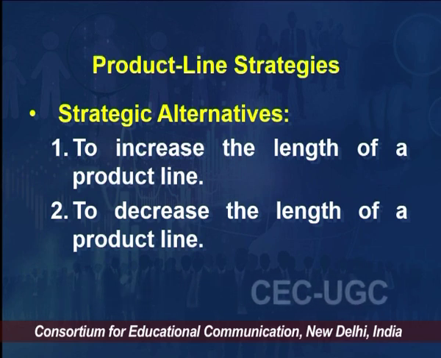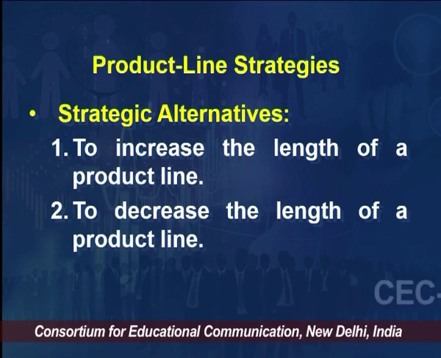So, these are two strategic alternatives available in front of us as a marketer: either you increase the length of a particular product line, or you decrease the length of a product line according to the requirement. Whatever your requirement, accordingly you have these two alternatives available. Now, if we have decided that we have to go for increasing the product line, there can be a downward stretch strategy, we call it product line stretching.